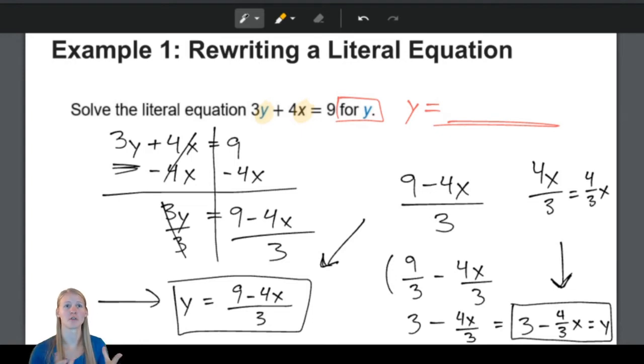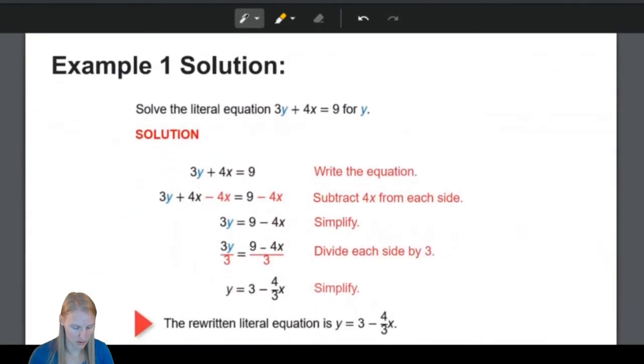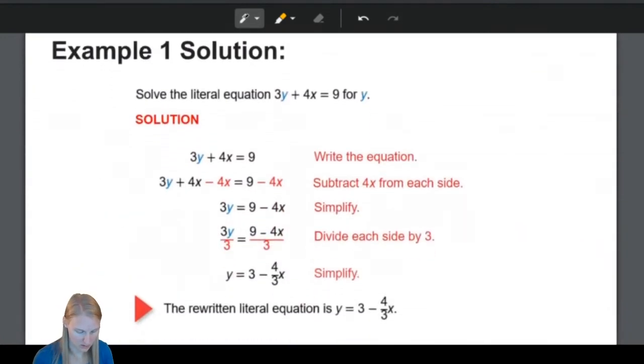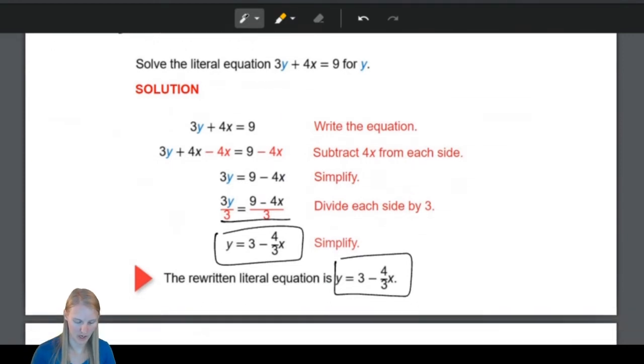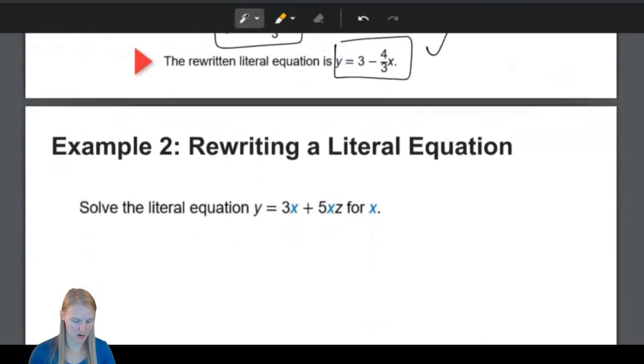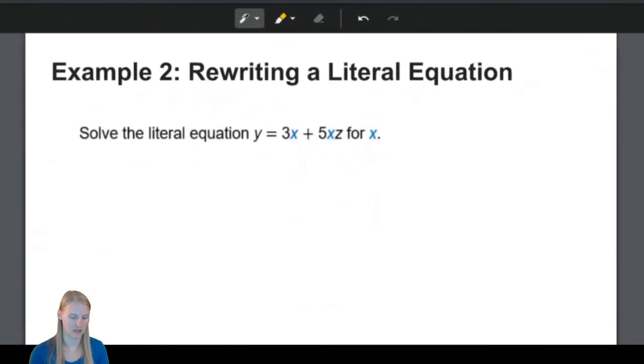Okay, wonderful. That's an example of when we just have two variables in our literal equation. Were we correct? Yes, we were, and look at that, they even simplified. Y equals 3 minus 4/3 x. Cool, yay, we were right.